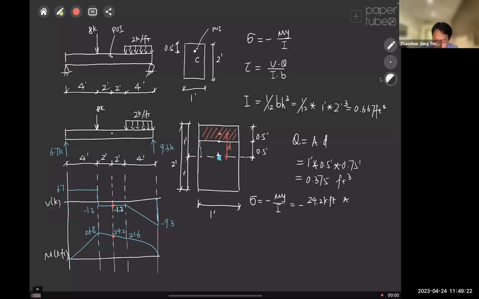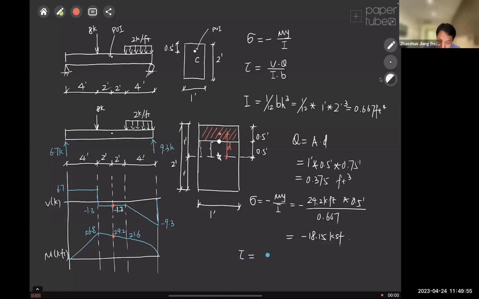So the Y is the distance between the point of interest to the overall centroid, right? That is the d, that is the Y, which is 0.5. Substitute in the equation, divided by I, which is 0.667. That would give us a sigma equal to negative 18.15 KSF.